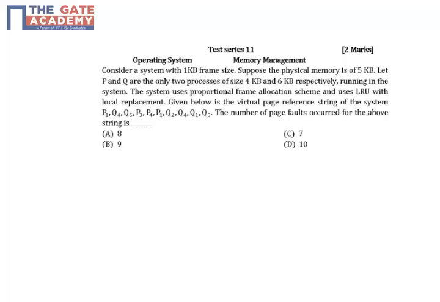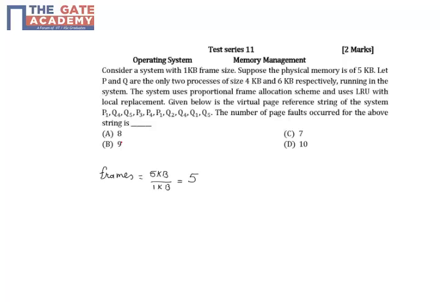In the given system, 1 KB is the frame size and physical memory is 5 KB. That means the number of frames will be equal to 5 KB divided by 1 KB, and that will be equal to 5 frames.